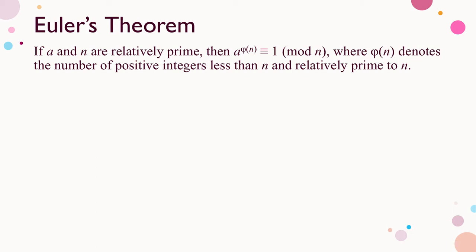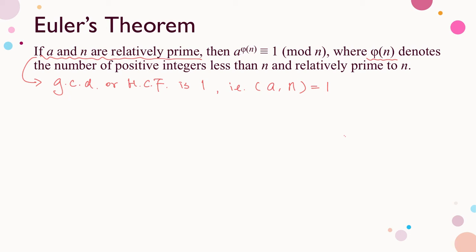Here, two numbers a and n are relatively prime means that they have no common factor other than 1. It is equivalent to say that their GCD, greatest common divisor, that is, their highest common factor, is 1. To understand more on this notation phi(n), let us check with some simple examples.